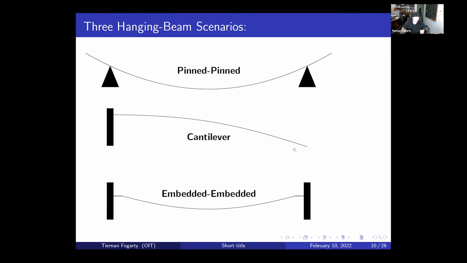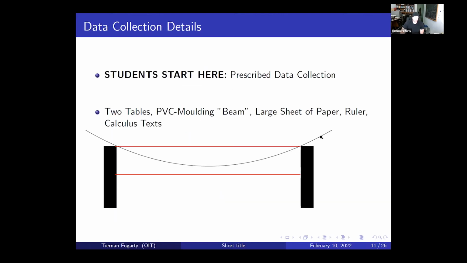students have no trouble, and we get surprisingly good data. At least I think we do. I'm pretty amazed at how well this works. So this is what they start with. I give them these big sheets of paper and a couple of tables and a beam, and tell them to do a few things in particular.